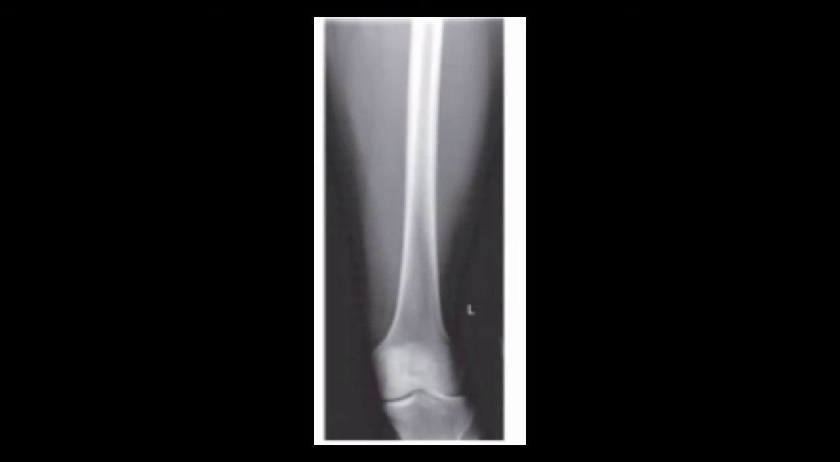Anatomy demonstrated. The distal two-thirds of the femur, including the knee joint, is shown. The knee joint space will not appear fully open because of the divergent X-ray beam.